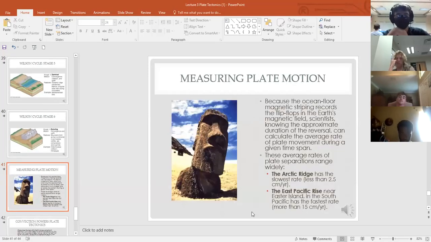So we measure plate motion using satellite technology, so we can get it to the nearest millimeter. The slowest is in the Arctic, where you have less than 2.5 centimeters per year. And the fastest motion is the Pacific Rise, where it's more than 15 centimeters per year. So it varies greatly.